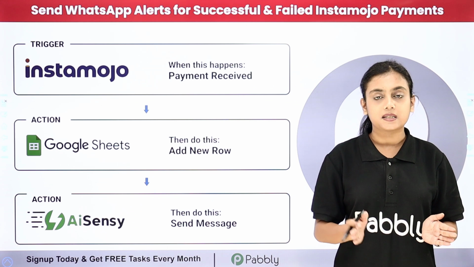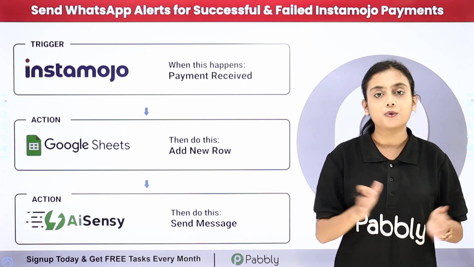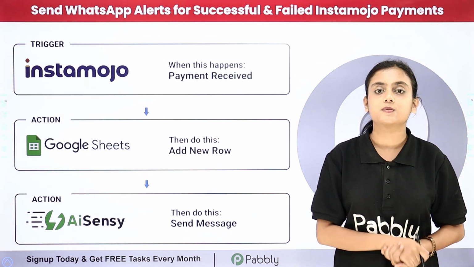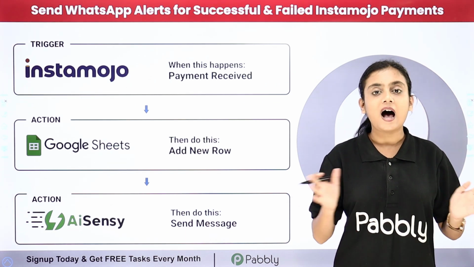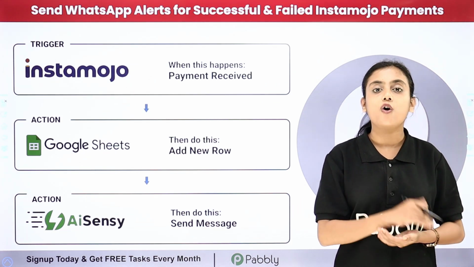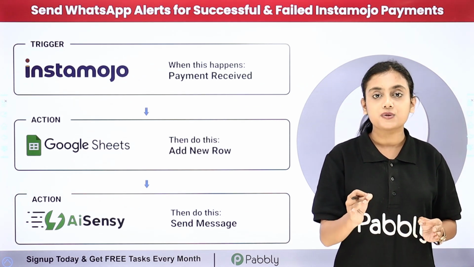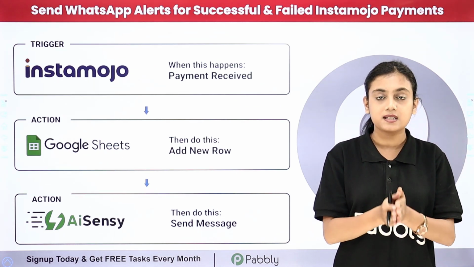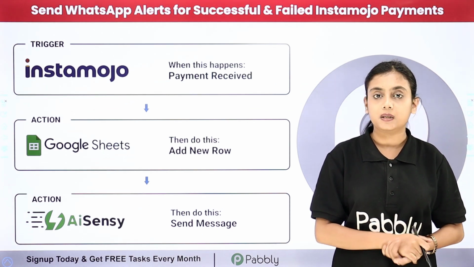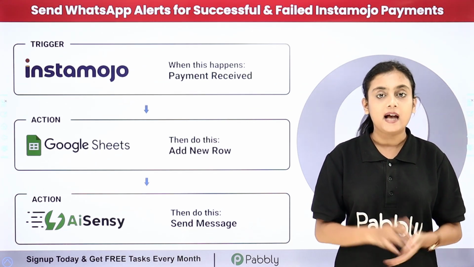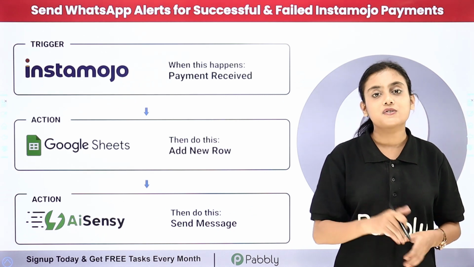So my objective is that whenever any of my students purchases a course and the payment is done with the help of Instamojo, I want to first create a record of all the payment details in my Google Sheets. And with that, I also want to send WhatsApp messages to my students according to the status of the payment being successful or failed. And if I do this manually, it is going to take me a lot of time.